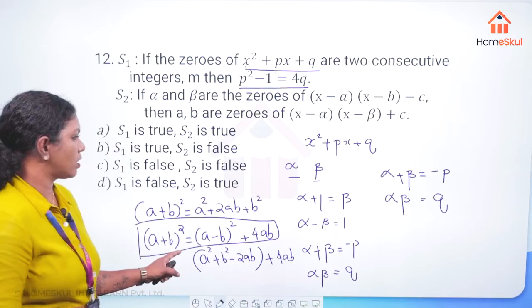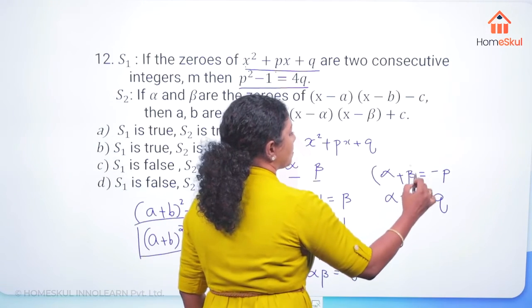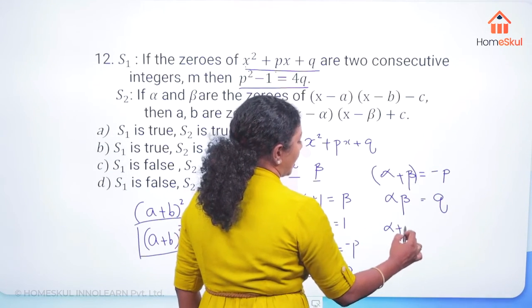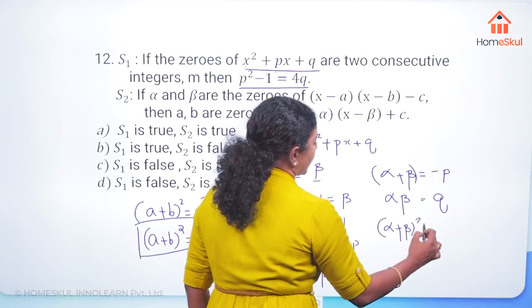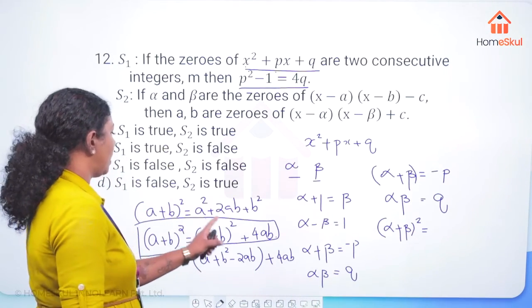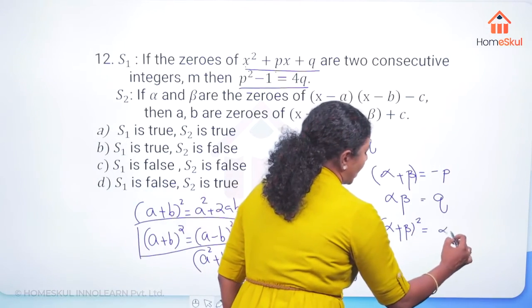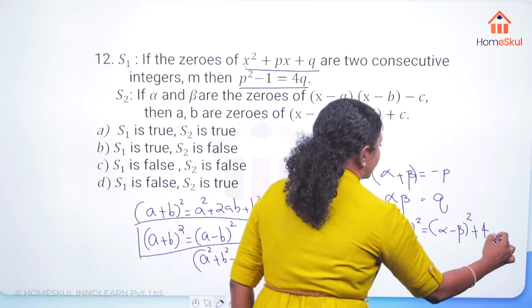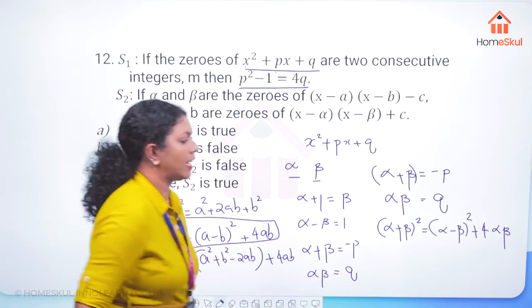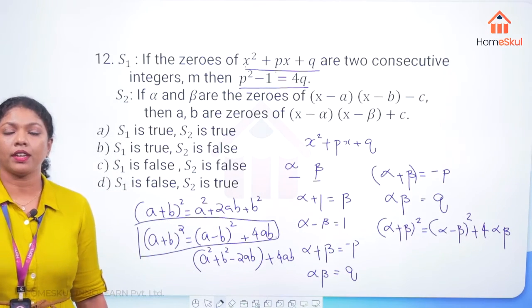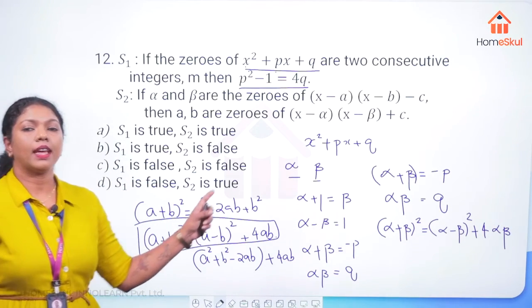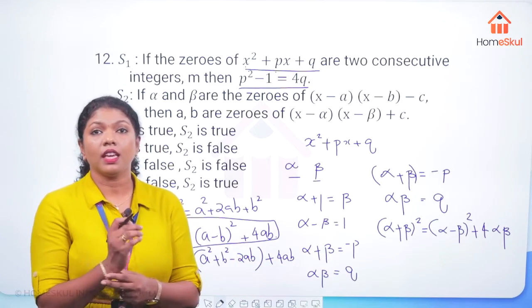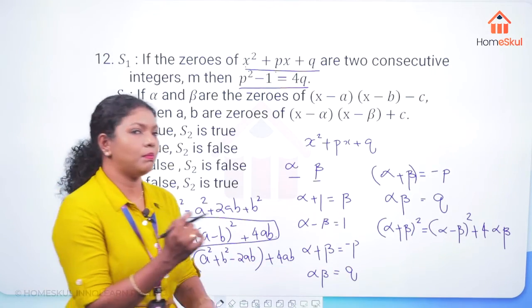A plus b the whole square, that is alpha plus beta the whole square. Alpha plus beta the whole square is equal to alpha minus beta the whole square plus 4 times alpha beta. I am using that identity. Are you getting my point? We have an identity and I am using, instead of a and b, alpha and beta.